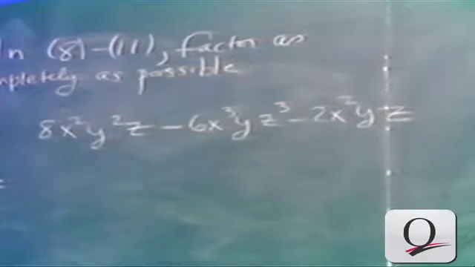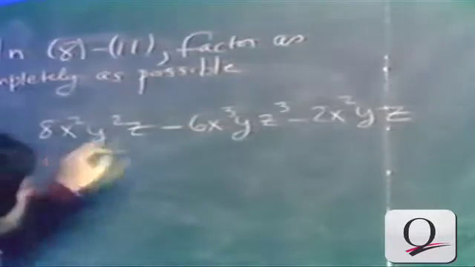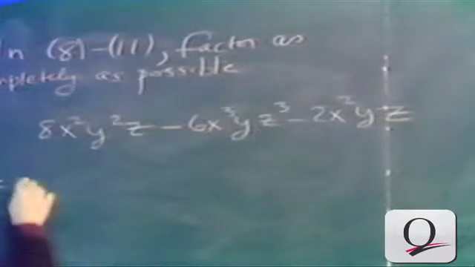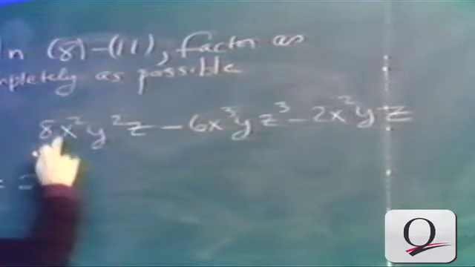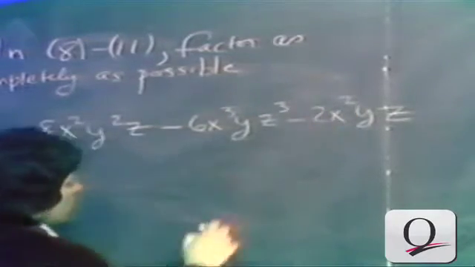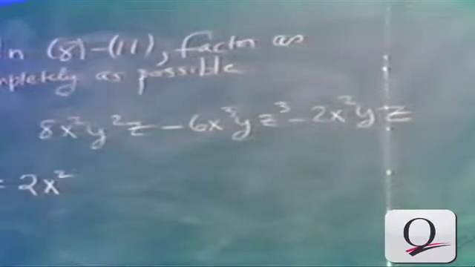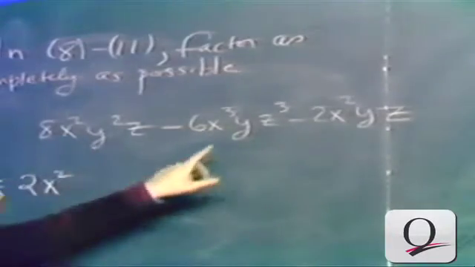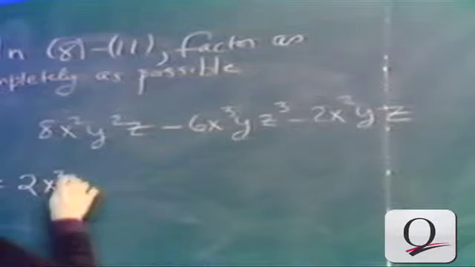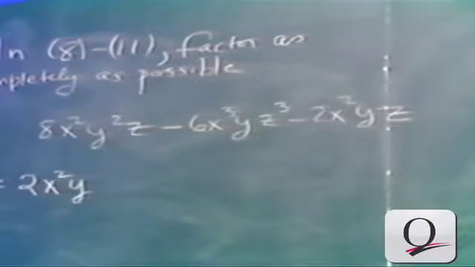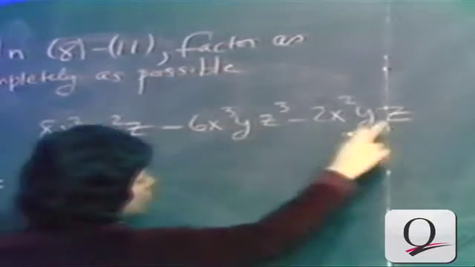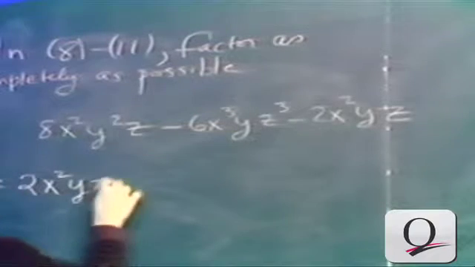Okay, in all factoring problems, the first thing to look for is the greatest common factor, something that we could pull out from all the terms out in front. Looking at the constants between the 8, the 6, and the 2, the most we could pull out is a 2. Looking at x squared, x cubed, and x squared, we can pull out the x squared. It appears in every term. Looking at y squared, y, and y, the most we could pull out is y. Finally, z, z cubed, and z, the most we could pull out is z.